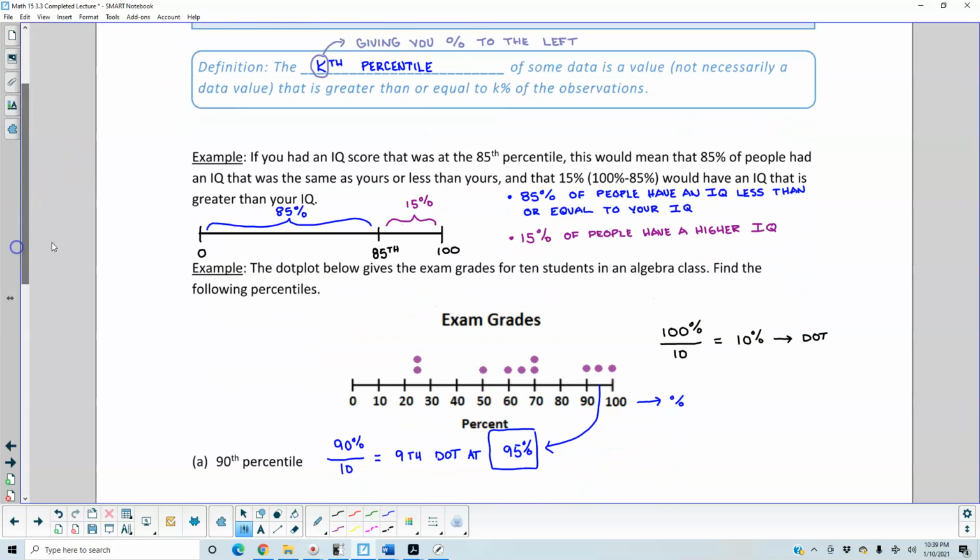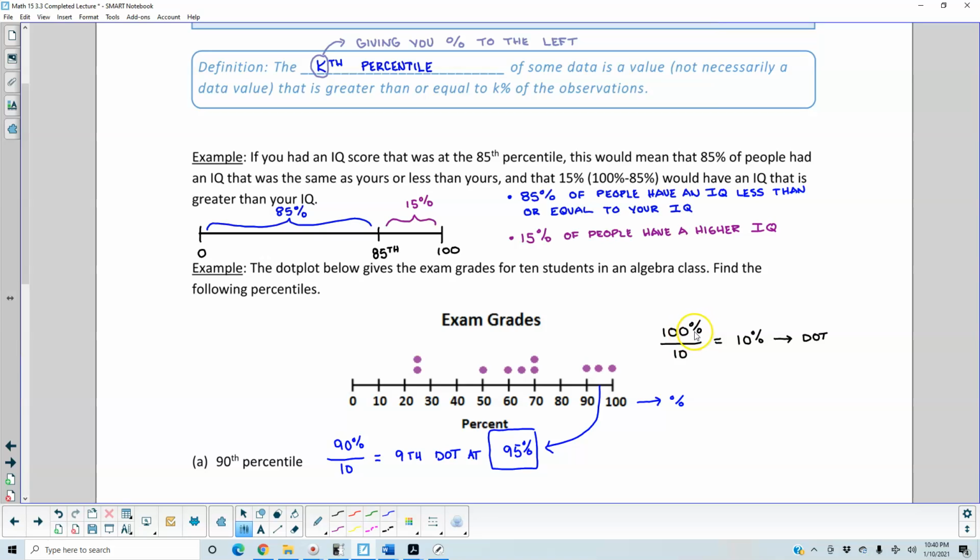Okay, so let's take a look at this next example. It says the dot plot below gives the exam grades for 10 students in an algebra class. We want to find the following percentiles. So the exam grades, if you notice down below, this goes from 0% to 100%. So we have 100%, and then there's 10 of them. So there's 1, 2, 3, 4, 5, 6, 7, 8, 9, 10 dots.